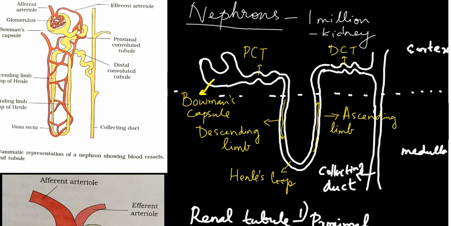Now coming to the second part of a nephron, it consists of the blood vessels. As in the previous video I have told you, the renal artery comes towards the kidney. Now the renal artery that comes towards the kidney branches to form the afferent arteriole.